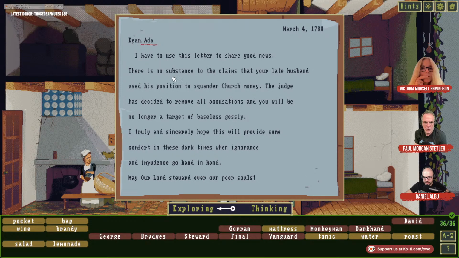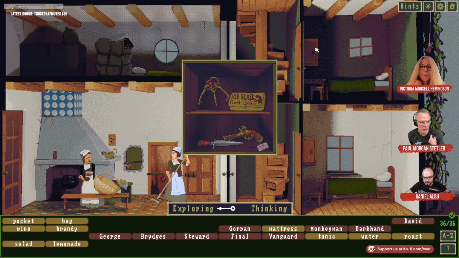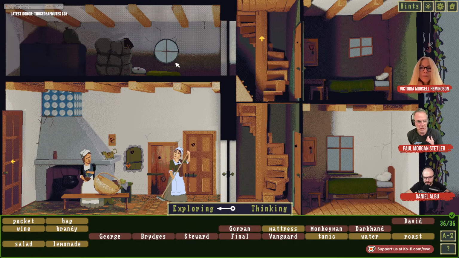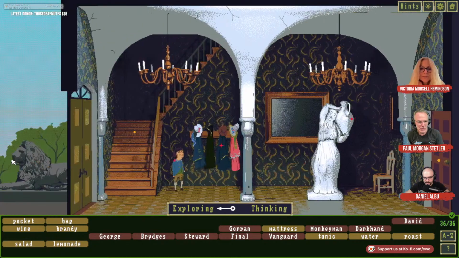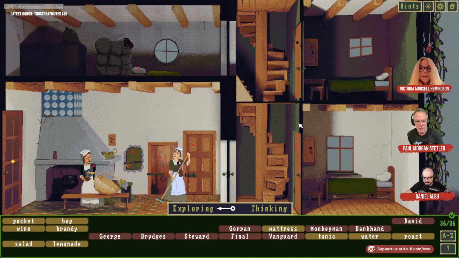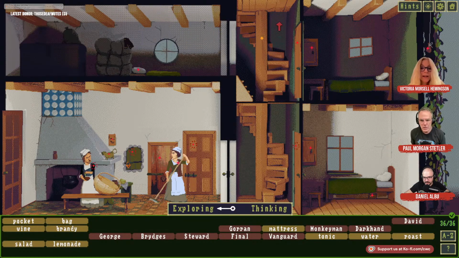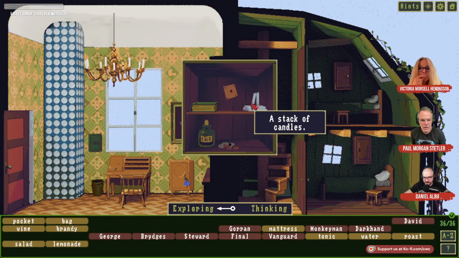Dear Ada, there are no substance claims that your late husband used his potion to squander church money. Wait a minute. Didn't David Gorin say, I'll be back? Didn't he say, hey, go get the tobacco? So doesn't David Gorin live here, he's just not here right now? Oh, I think David Gorin does live there. But then how come his name's not here? I think he is one of the people who live here. His name is down there. David, I don't see a Walker.